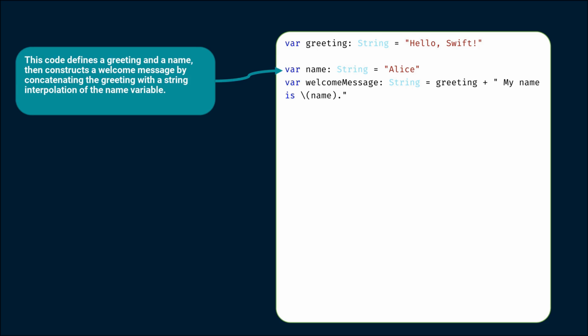Additionally, we utilize string interpolation to seamlessly embed the name within the welcome message. This clever technique allows us to create dynamic and user-friendly output, resulting in a message that reads, "Hello Swift, my name is Alice." This showcases how Swift string manipulation features, particularly concatenation and interpolation, make it super easy to produce interactive and engaging text outputs in your applications.